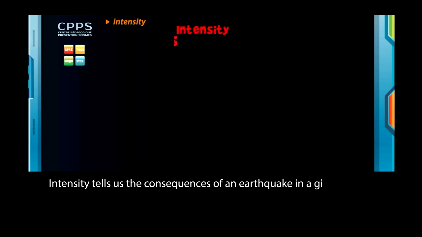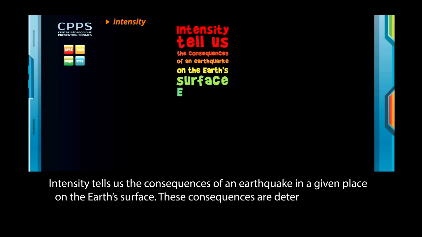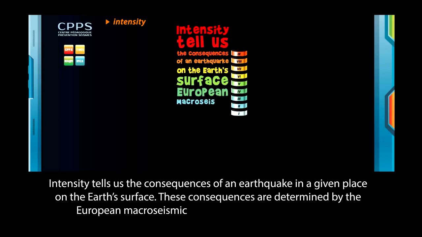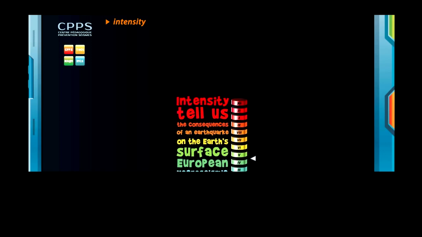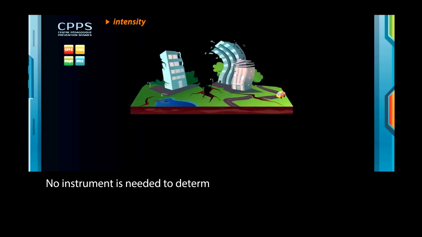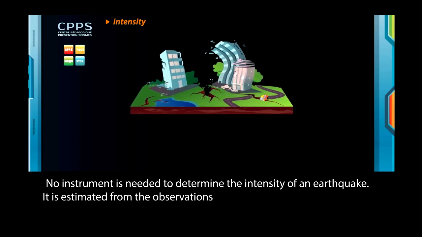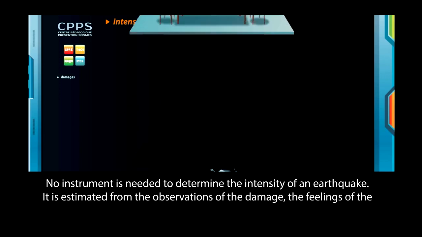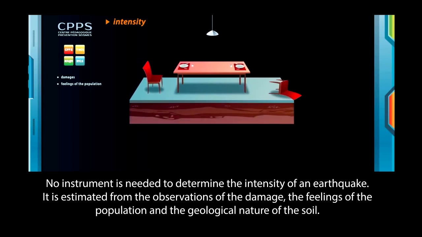Intensity tells us the consequences of an earthquake in a given place on the Earth's surface. These consequences are determined by the European macroseismic scale that comprises 12 degrees. No instrument is needed to determine the intensity of an earthquake. It is estimated from the observations of the damage, the feelings of the population, and the geological nature of the soil.